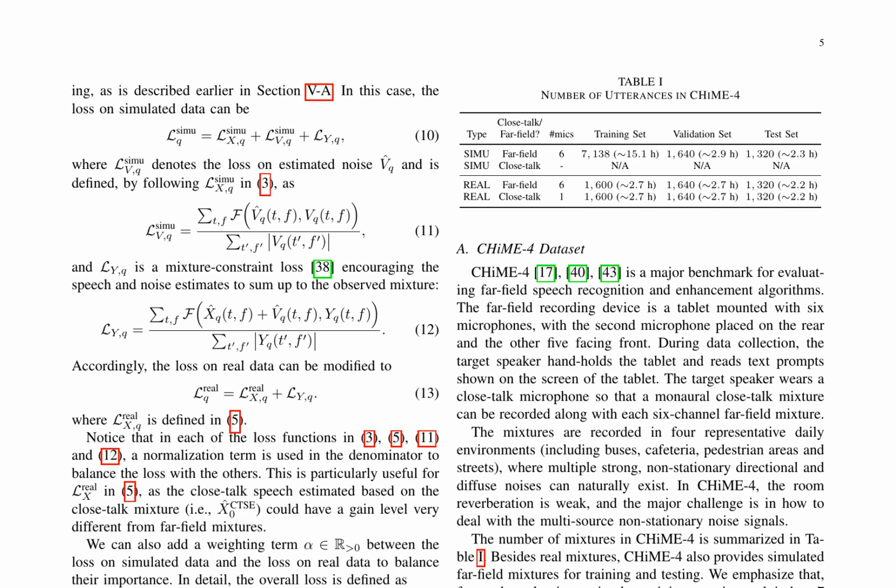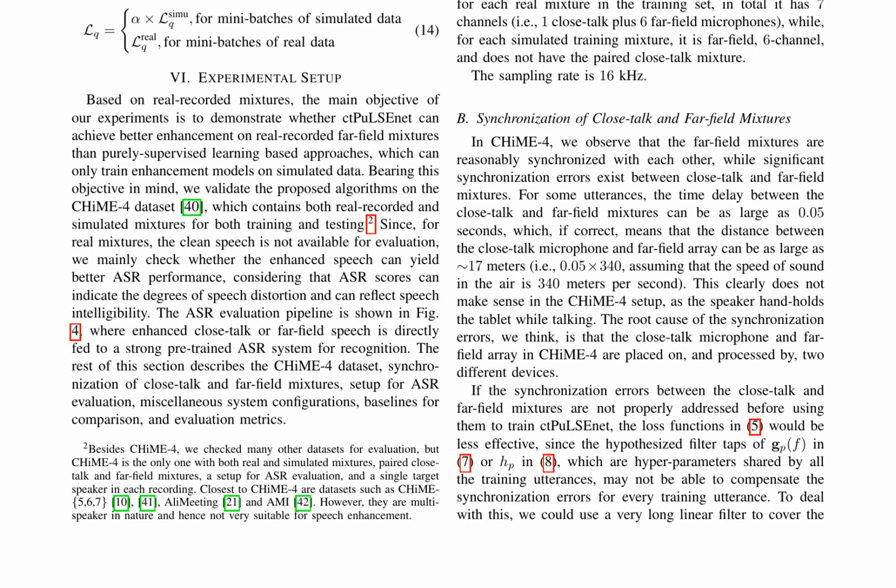The research paper introduces a novel speech enhancement system, ctPuLSE-net, designed for real recorded far-field mixtures. This system aims to achieve better enhancement compared to purely supervised learning approaches by incorporating a mixture constraint loss that encourages speech and noise estimates to sum up to the observed mixture. The loss functions are defined for both simulated and real data, with a weighting term to balance their importance. An algorithm is also presented for approximately aligning closed-talk and far-field mixtures to mitigate synchronization errors using the GCC-PHAT algorithm.